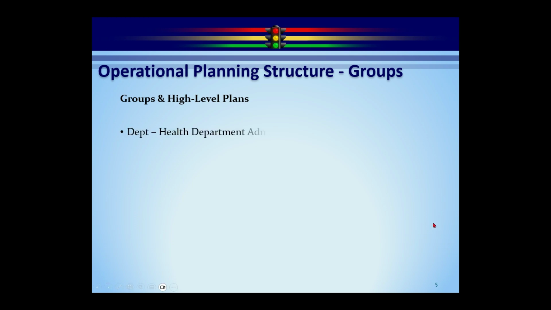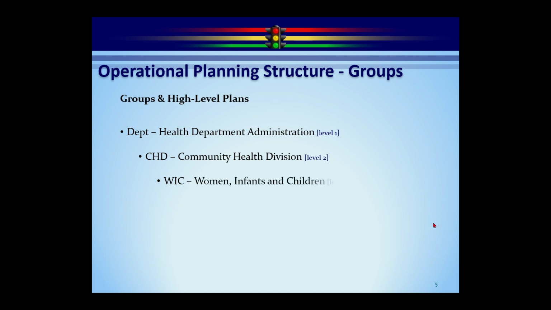Okay, so the department typically is the highest level. It's a level 1, and the levels go from 1 to 10. Then you might have community health division as a level 2 group reporting to the department. In some departments, WIC reports to community health, which reports to the department. Some departments, WIC reports directly to the department.